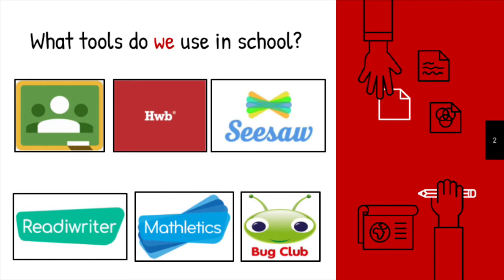ReadyWriter and Mathletics are sister companies. ReadyWriter is used to practice and reinforce spelling patterns, and Mathletics is used to consolidate math skills taught in school. Bird Club is a great online tool which is used to practice reading and comprehension. During this workshop, I will show you in a bit more detail how to use these tools at home.